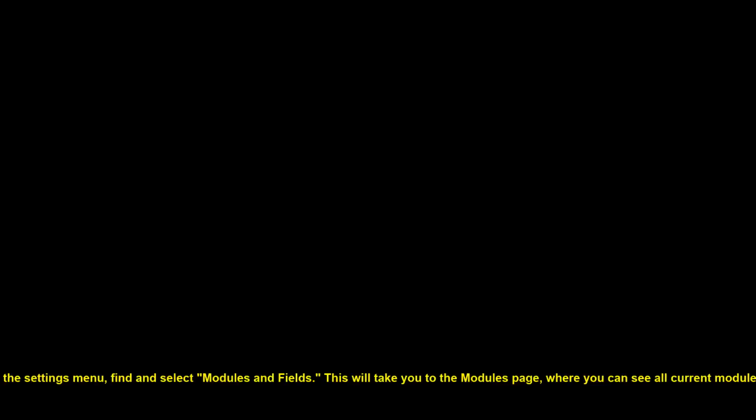Once logged in, navigate to the top right corner of the dashboard. Click on the settings icon. In the settings menu, find and select Modules and Fields. This will take you to the Modules page, where you can see all current modules.